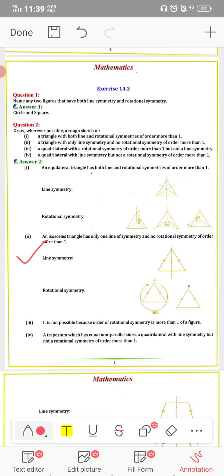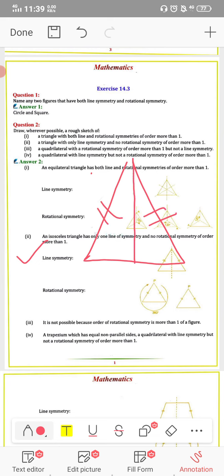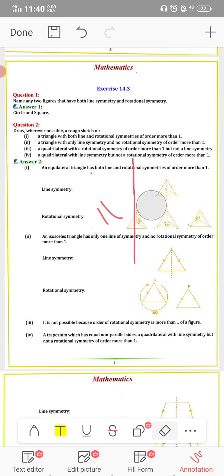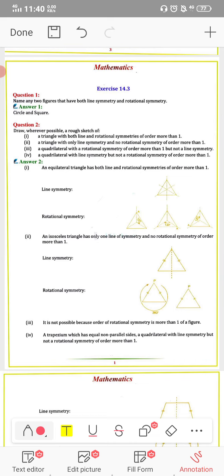Similarly in the second part, an isosceles triangle. An isosceles triangle is having two equal sides, in which we have one line of symmetry, and also the rotational symmetry for this is 360 degrees, and in 360 degrees it will take only one turn. Rotational symmetry is the symmetry in which we again get the same image as it is in the beginning of the rotation.